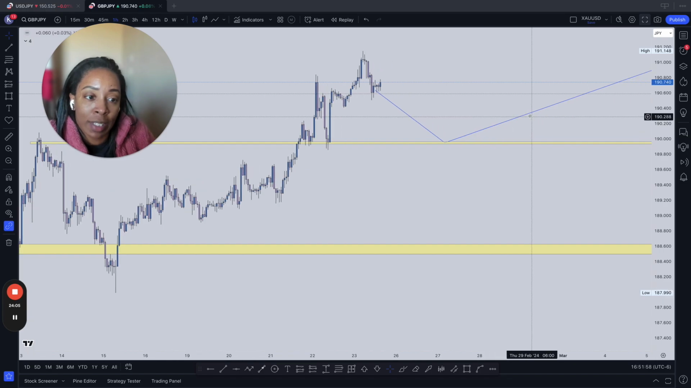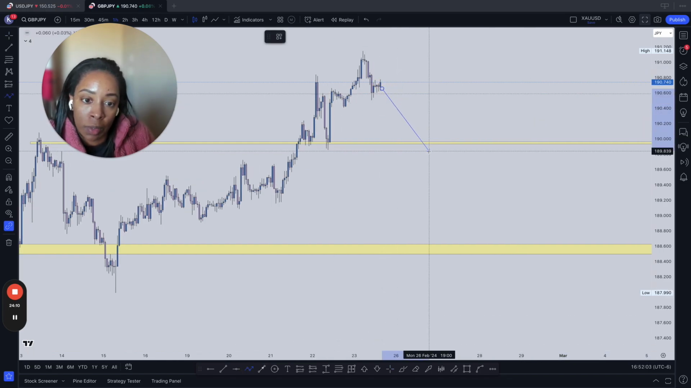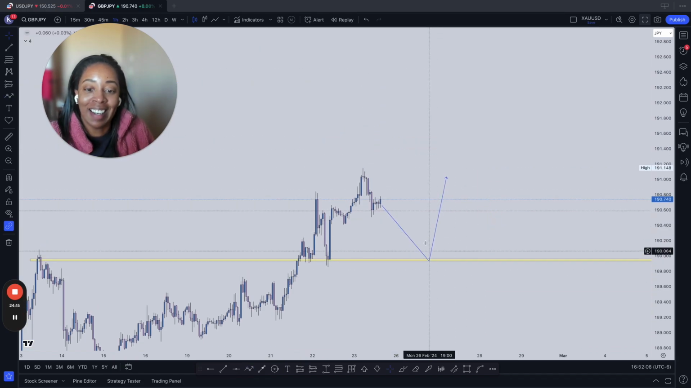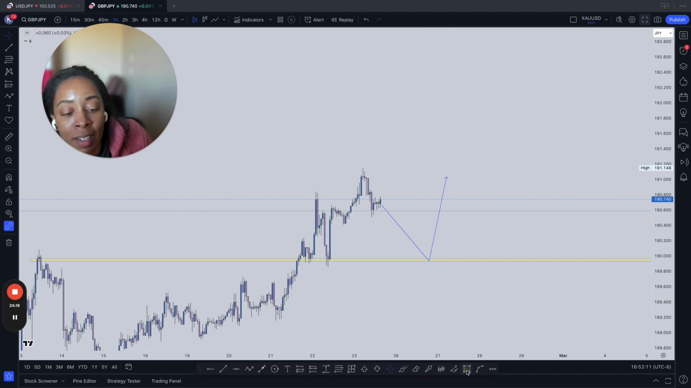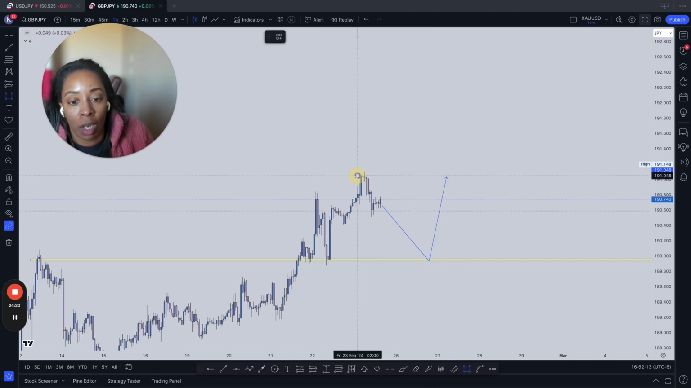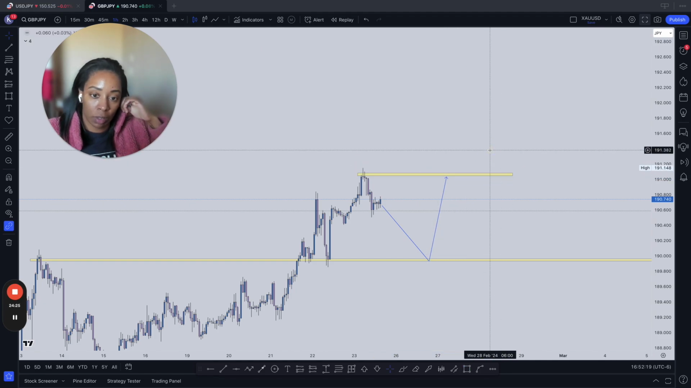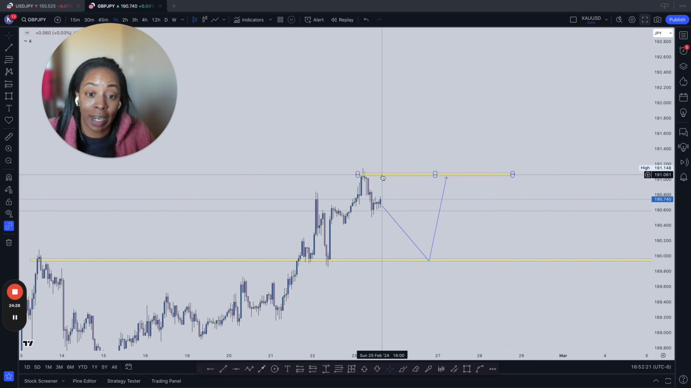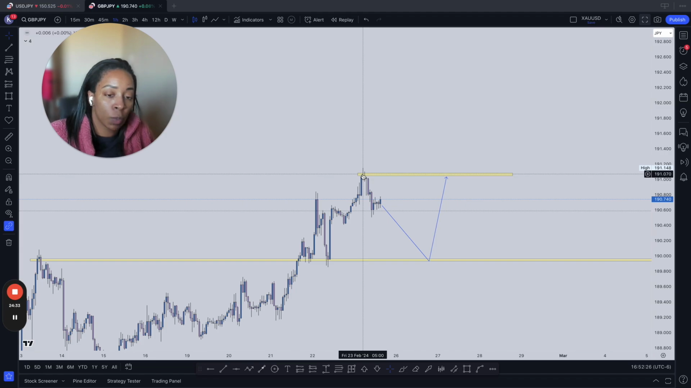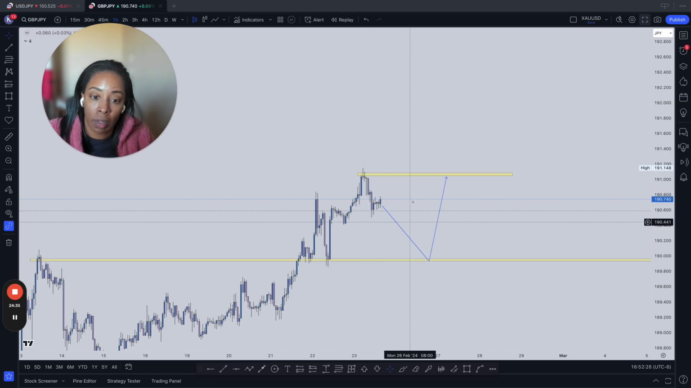Let's see if price retests. Actually, let me remove that, make it a little bit neater. So right here, if price retests... can't talk. So if price does not retest, then this is what I'll be looking for. I'll be looking for a resistance to break right here, because so far, price did reject this 191 level and then it came down some. And if price comes back up here and closes above, then I could take a buy.